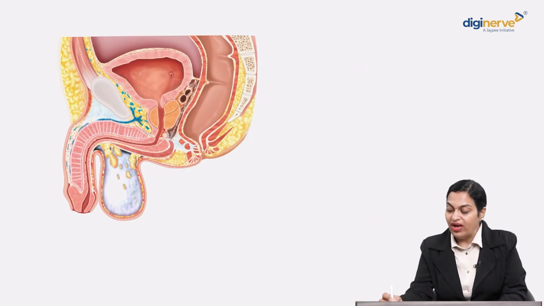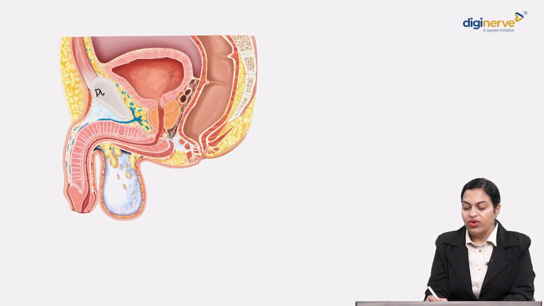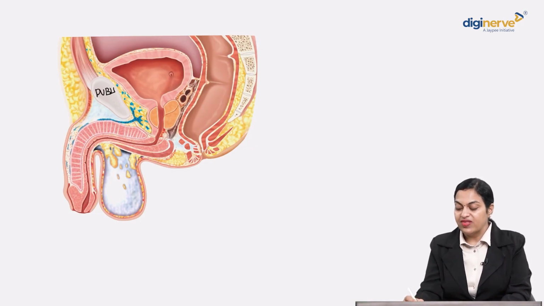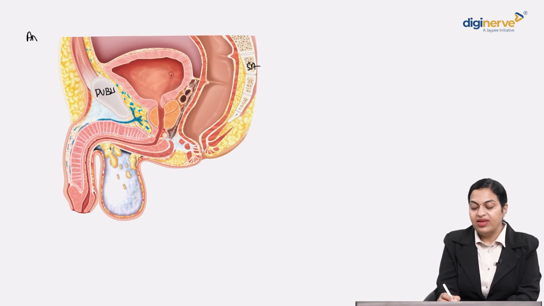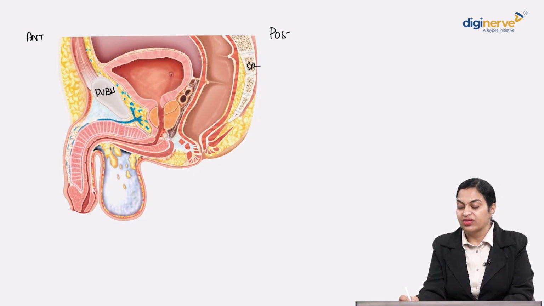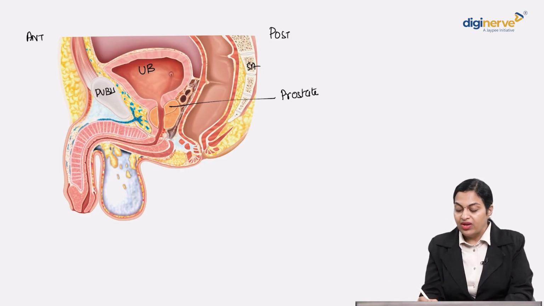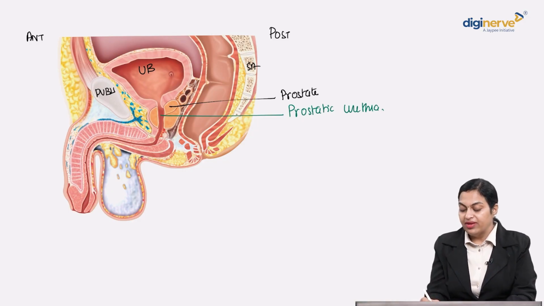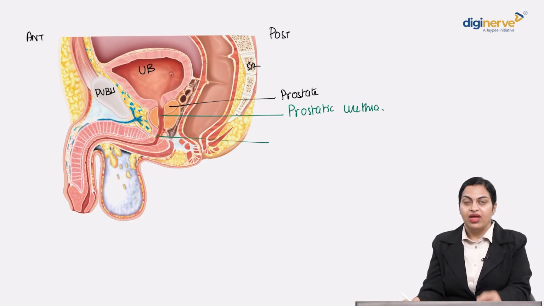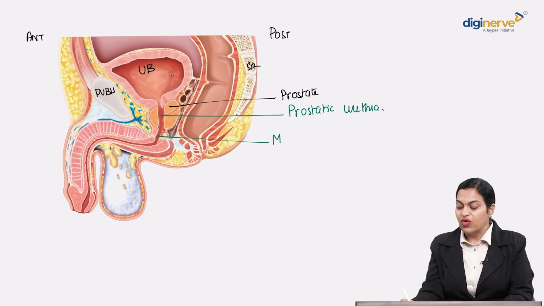Can you identify the pubic bone here? And this is the sacrum, so this is anterior and this is posterior. This is the urinary bladder. You can see the prostate. Let us identify the parts of the male urethra here. Traversing through the prostate, this is the prostatic urethra. And here, passing through the urogenital diaphragm and the perineal membrane, this is the membranous urethra.